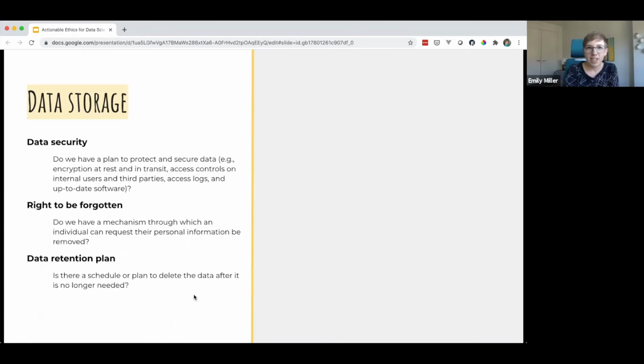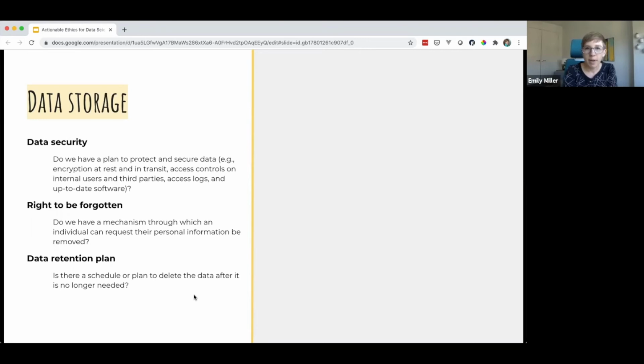So moving on to data storage, it will come as a surprise to no one that data security is really important. And so here we're thinking about, do we have a plan to protect and secure the data? And this can mean a whole host of things. Just to throw a few examples out there, things like encryption at rest and in transit, having access controls on internal users and third parties, having access logs and up-to-date software are just a few things that we can think about in how we want to protect and secure our data.